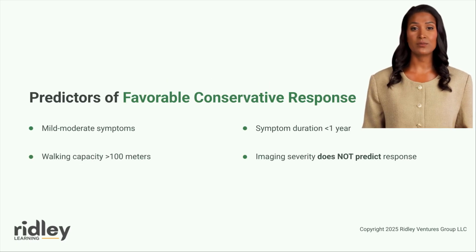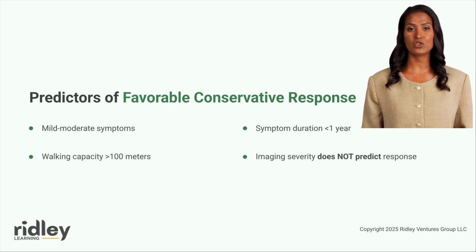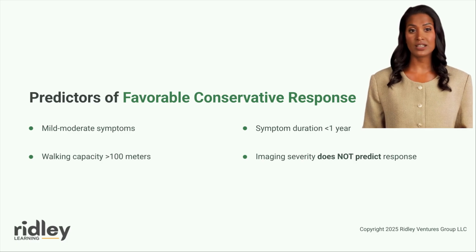Identification of factors that predict response to conservative versus surgical treatment enables more precise treatment selection and supports realistic outcome counseling. Research has identified clinical, demographic, and radiographic factors associated with differential treatment response, though prediction at the individual level remains imperfect. Patients most likely to respond favorably to conservative management share several characteristics.